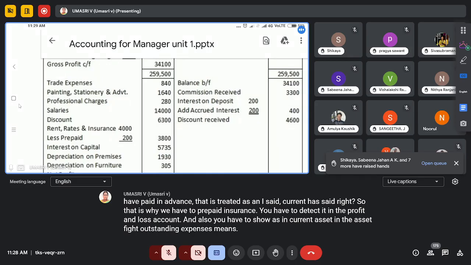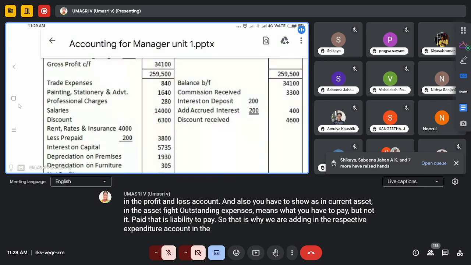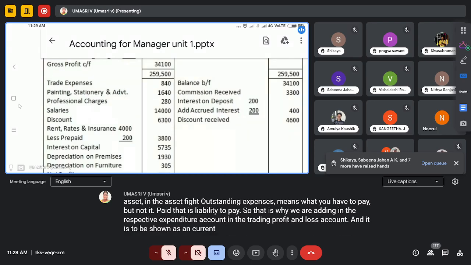Outstanding expenses means what? You have to pay but have not yet paid. That is a liability to pay. So that is why we add it in the respective expenditure account in the trading profit and loss account, and it is to be shown as a current liability on the balance sheet side. Okay.